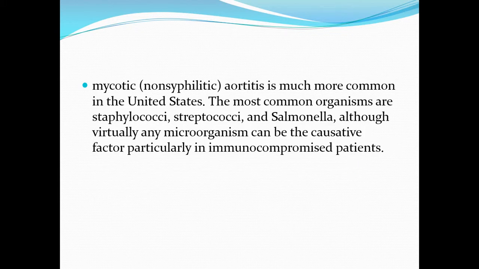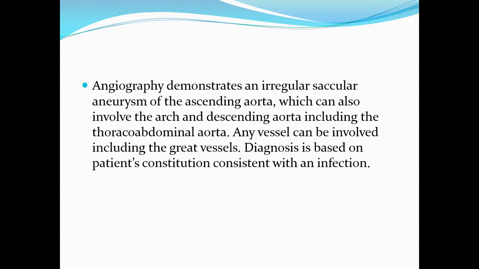Mycotic or non-syphilitic aortitis is much more common in the United States, and the most common organisms are Staphylococci, Streptococci, and Salmonella, although virtually any microorganism can be a causative factor, especially in immunocompromised patients. Angiography demonstrates an irregular, saccular aneurysm of the ascending aorta, which can also involve the arch and the descending aorta, including the thoracoabdominal aorta. Any vessel can be involved, including the great vessels. Diagnosis is based on the patient's constitution consistent with an infection.